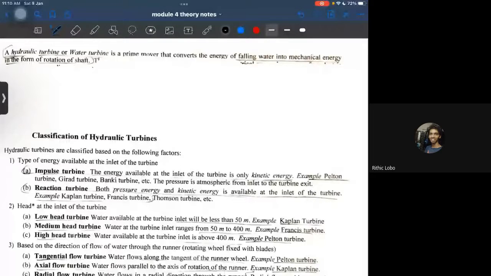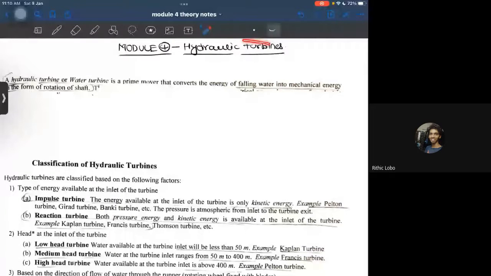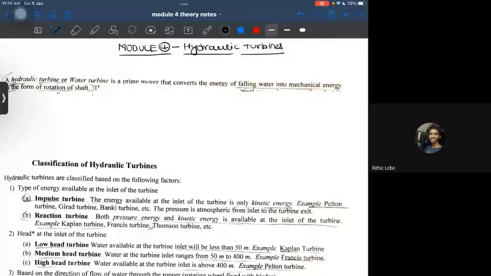Okay, so in today's class we'll discuss the contents of module number 4. As you all know, module 4 mainly deals with hydraulic turbines. When I say hydraulic turbines, there are 3 turbines we should study, as you have studied 3 steam turbines like the Laval turbine, Curtis turbine, and Parsons turbine. In module number 4, you are going to study 3 different hydraulic turbines, which are the Pelton wheel, Francis turbine, and Kaplan turbine. So we will see what these turbines are and how they actually function.